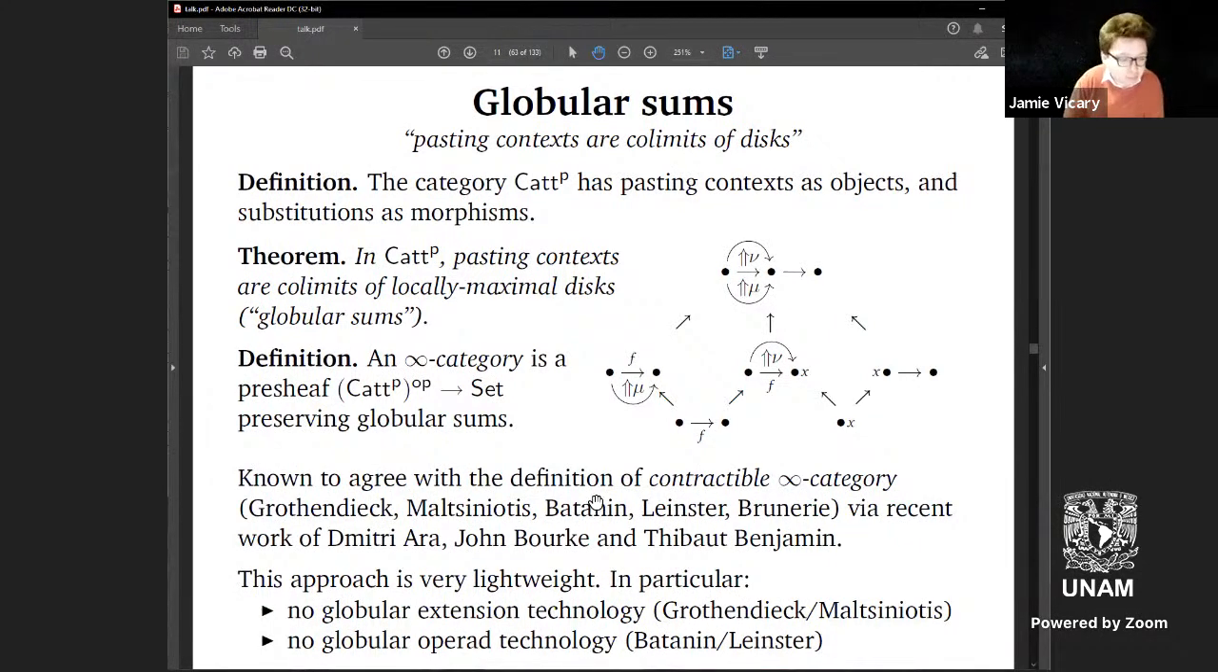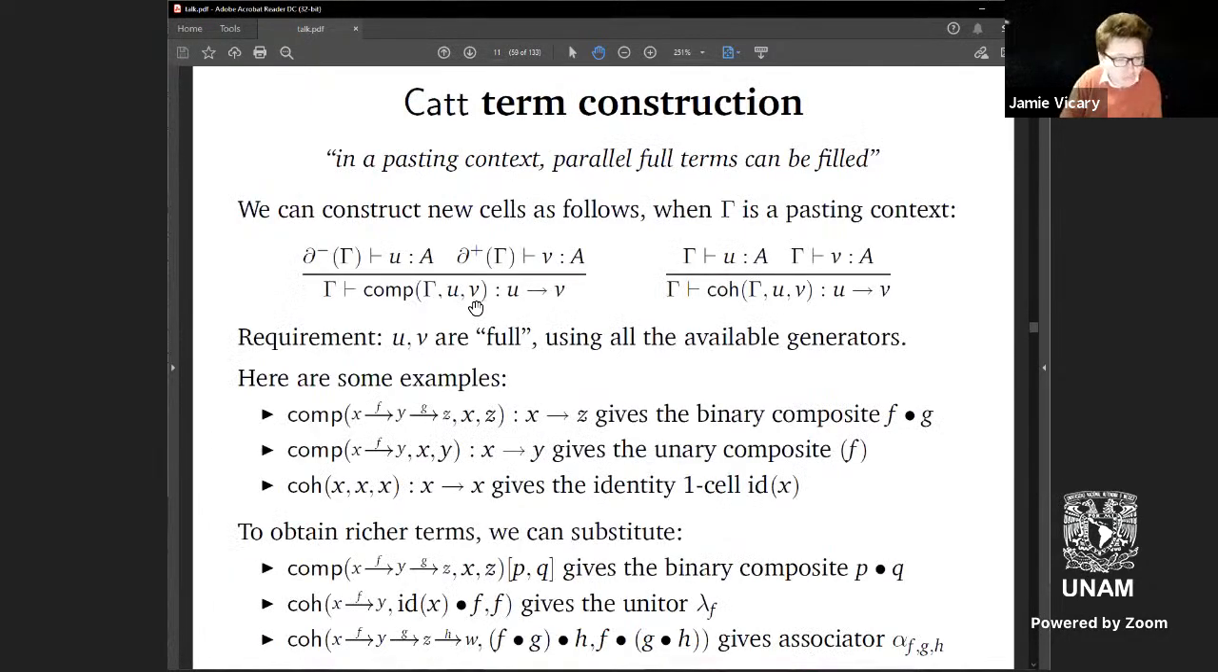So what Tom Leinster does and what Batanin effectively does is they set up this globular operad technology, and then they define weak infinity categories in terms of certain sorts of globular operad. In this approach, we define the infinity categories elementarily, I guess, and then we could prove a theorem saying that they have a globular operad structure. But we don't have to do that. We could just get on and use the infinity categories. And Grothendieck and Maltsiniotis, they talk about globular extensions, which is the technology that's ultimately doing the same thing as these rules, but I find it easier to understand in this type theory way.